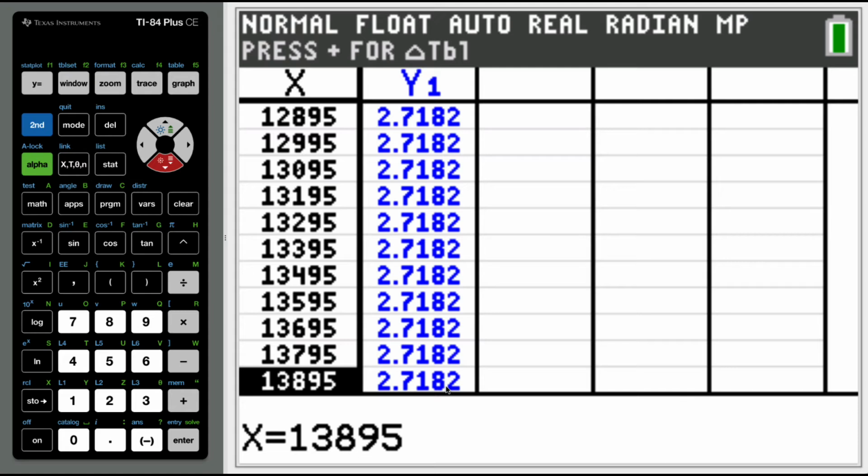Now, e is a lot like pi in the sense that it's a non-repeating, non-terminating decimal that goes on forever and ever and ever. So there's no way for us to really lock down exactly what e is, but we can approximate it fairly closely.